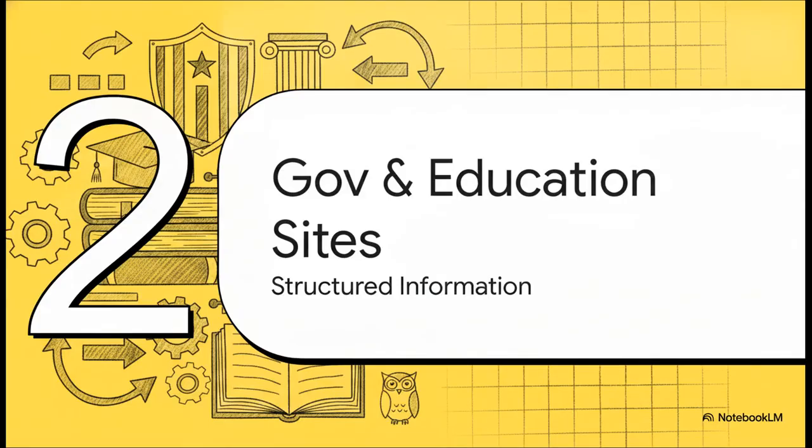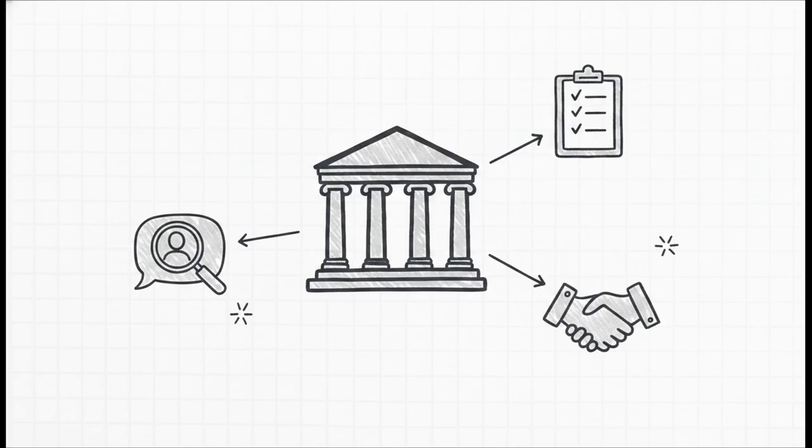Moving right along to Section 2, Government and Education Sites. When you land on a government website, you're entering a space with a very specific utilitarian job. These platforms are designed purely to provide the public with direct information about government programs, essential services, as well as highly useful consumer information. The purpose here is strictly informational and administrative.